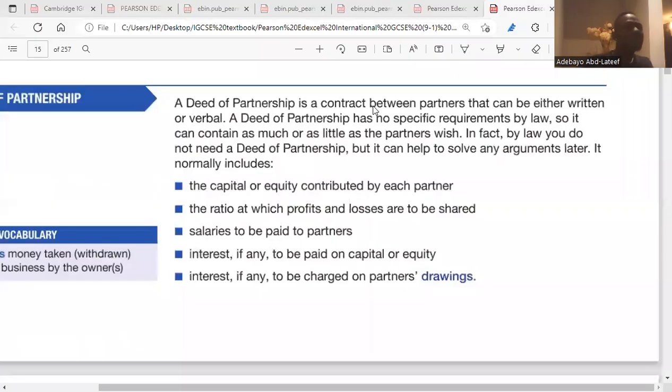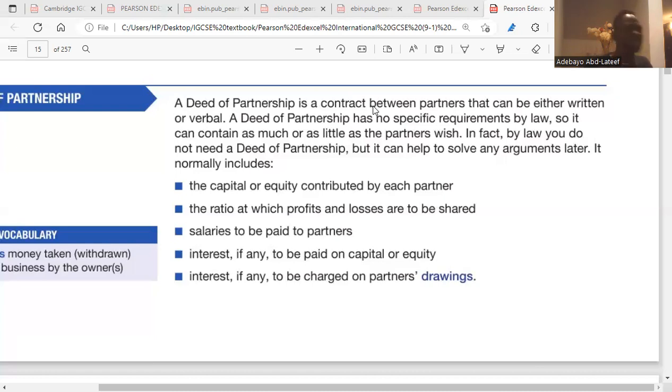Capital is the amount of money the owner of the business is giving to the business. Drawing is the amount of money the owner of the business is taking from the business. So in the partnership deed, it might be stated that whenever a partner gives money to the business, the business will give him or her 5% interest. Whenever a partner is taking money from the business, a partner might need money and he doesn't have any other place to get the money from except from the business, he might be charged 3% or 7% interest.